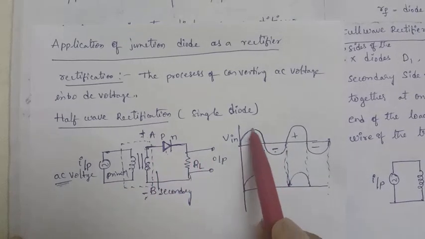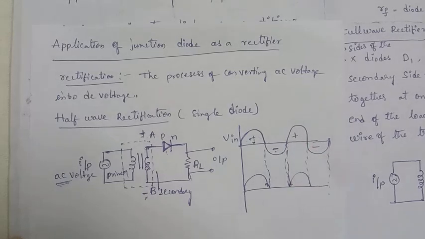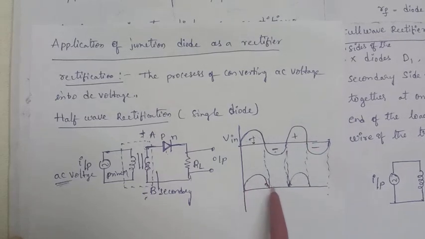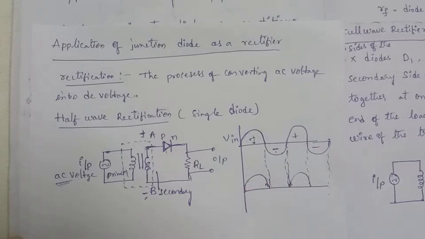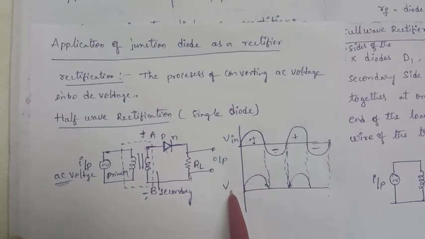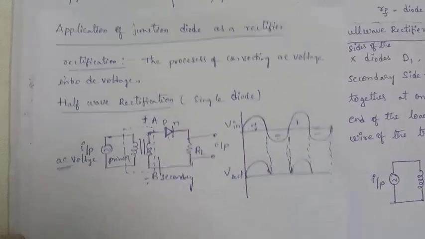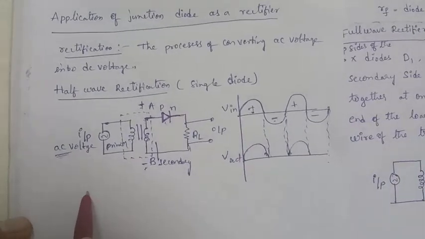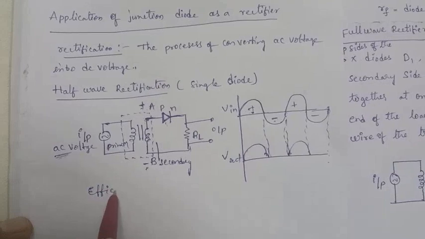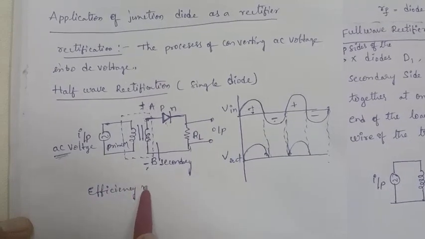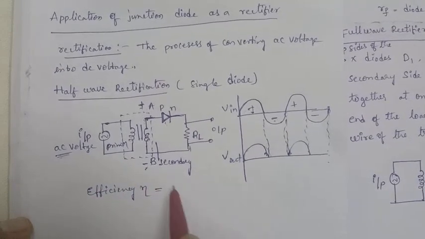So here it is a complete 100% input you have given. So how much are we getting? Around half percent, we are getting the output. So the efficiency of the output here is equal to around 40.